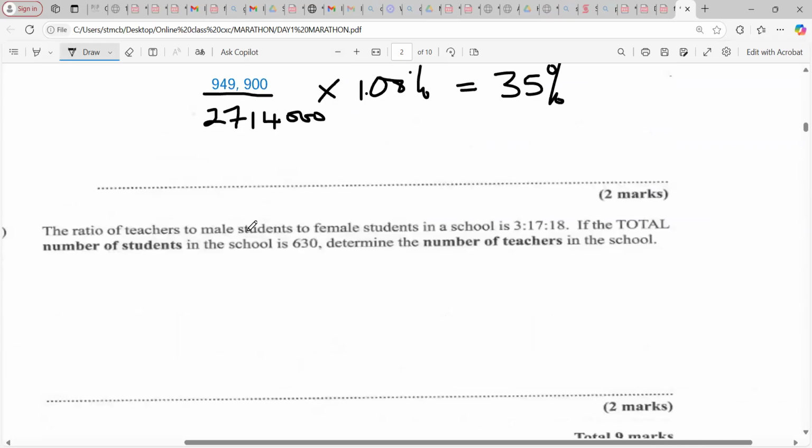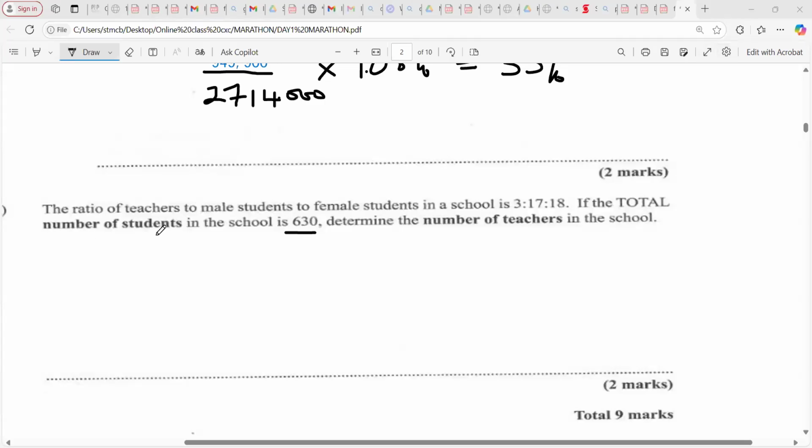The ratio of teachers to male students to female students at a school is 3 to 17 to 18. If the total number of students in the school is 630, determine the number of teachers in the school. So they want you to figure out how many teachers are in the school. Work out that one, guys, and then we can see. They give you the ratio, right? Teachers first, which is 3, male students, which is 17, and then girls, 18. And they say determine the number of teachers in the school.